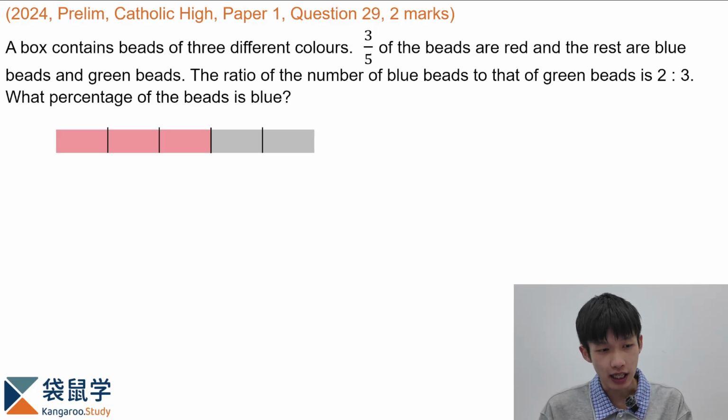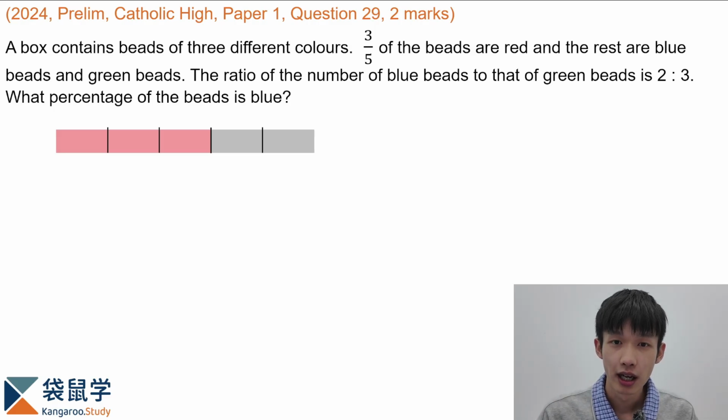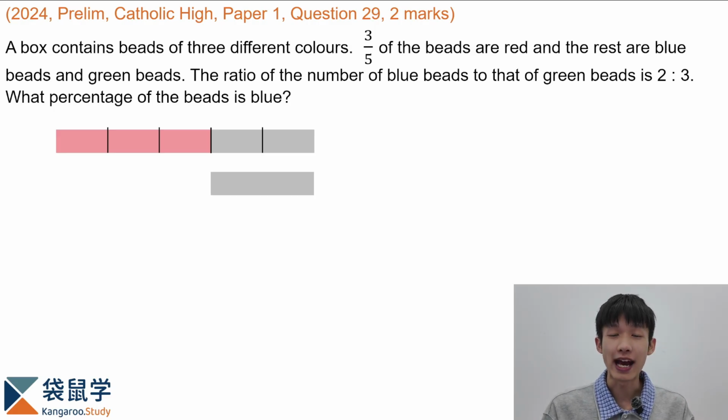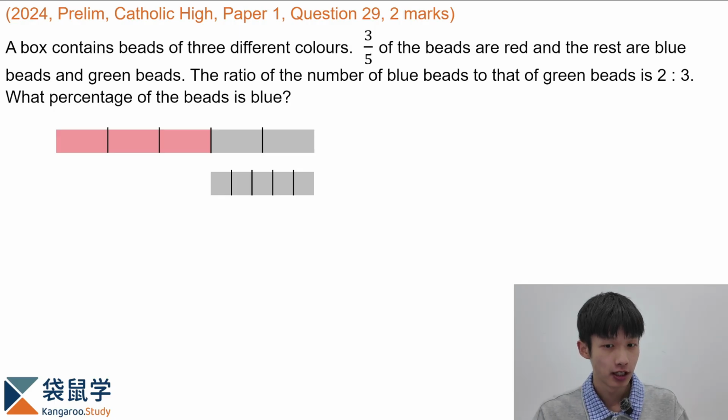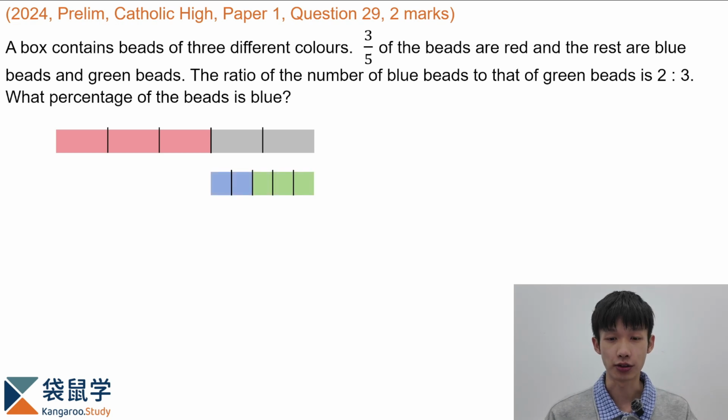But for the rest of the colors, which is blue and green, it should be how many units? It should be 2 units. So if we take out the remaining parts, we need to actually separate into how many units? 2 and 3, total of 5 units. So in this case, I also need to cut into 5. And among the 5, how many are blue? 2 units are blue, and the 3 units are green.